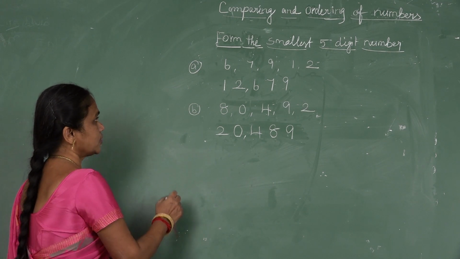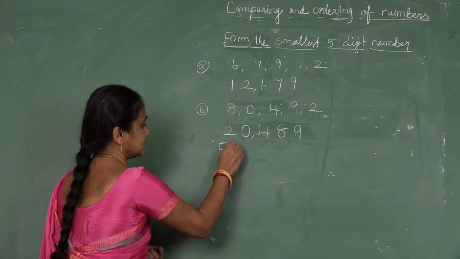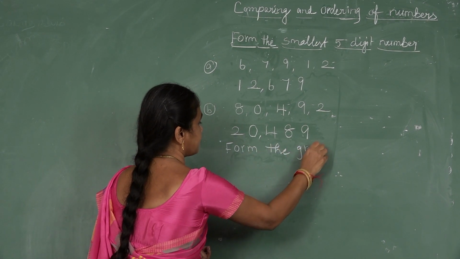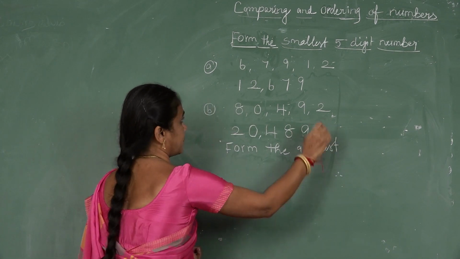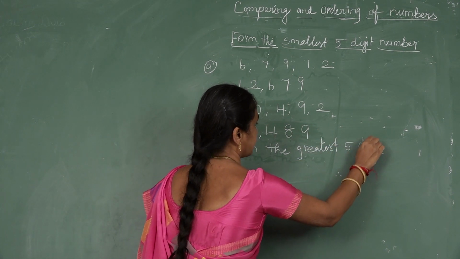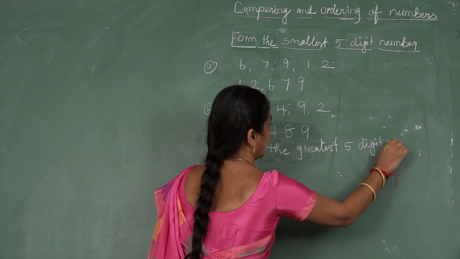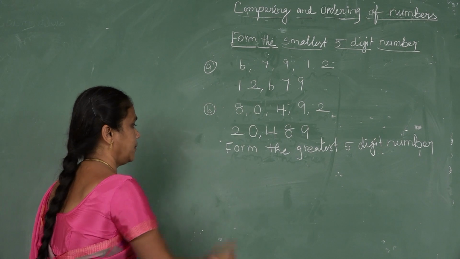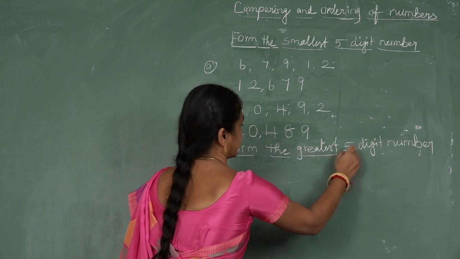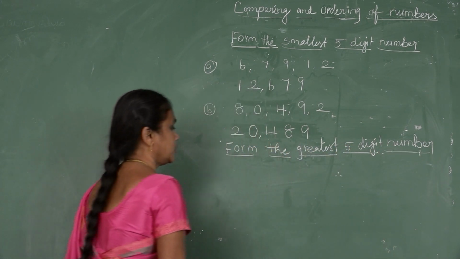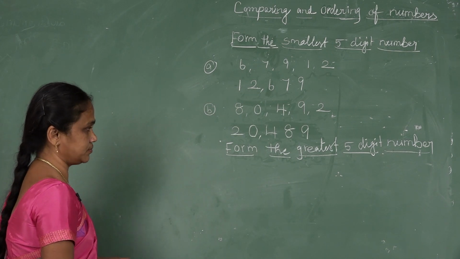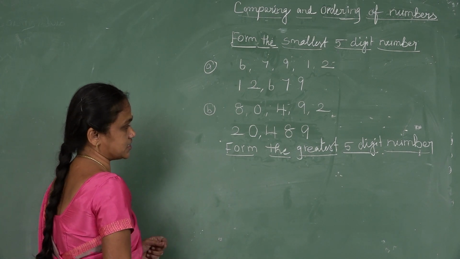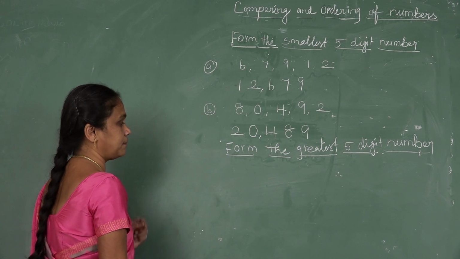Now we move to form the greatest 5-digit number. How do you form the greatest number? To form the greatest number, we arrange the given digits in descending order.